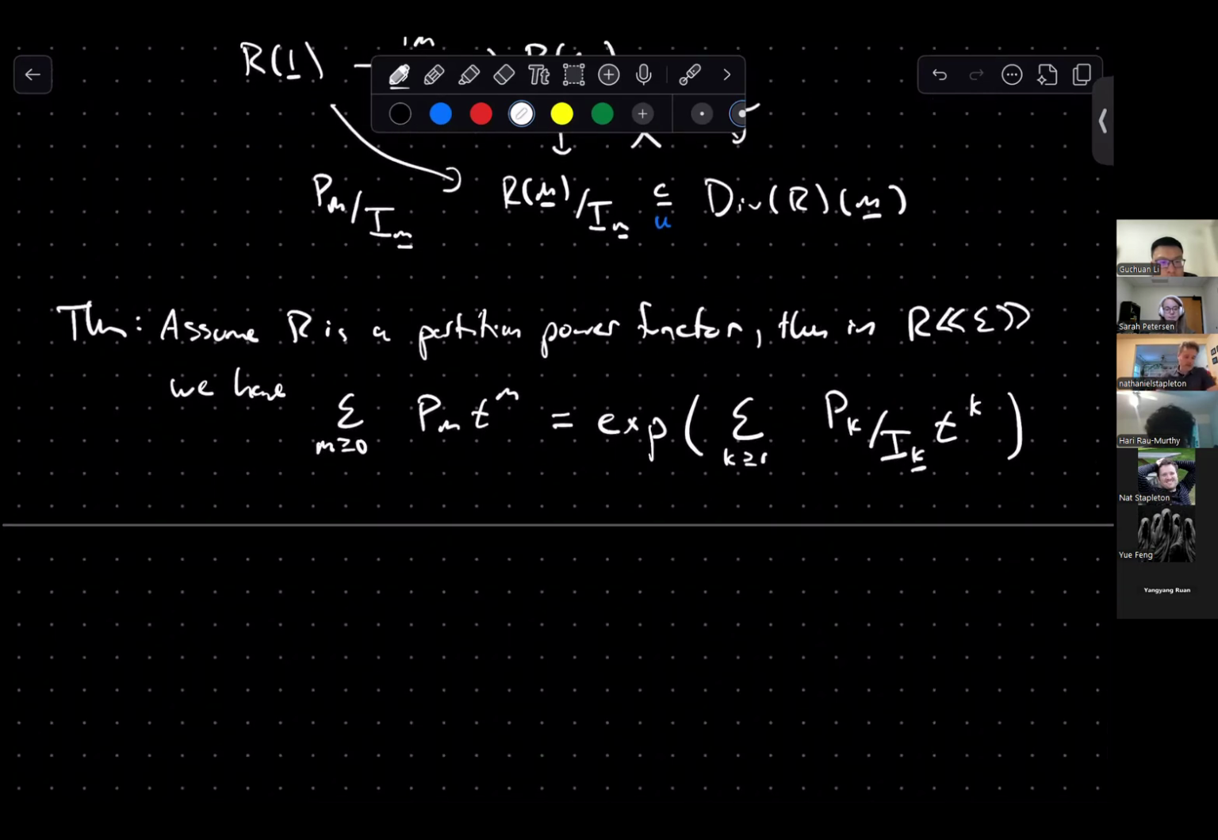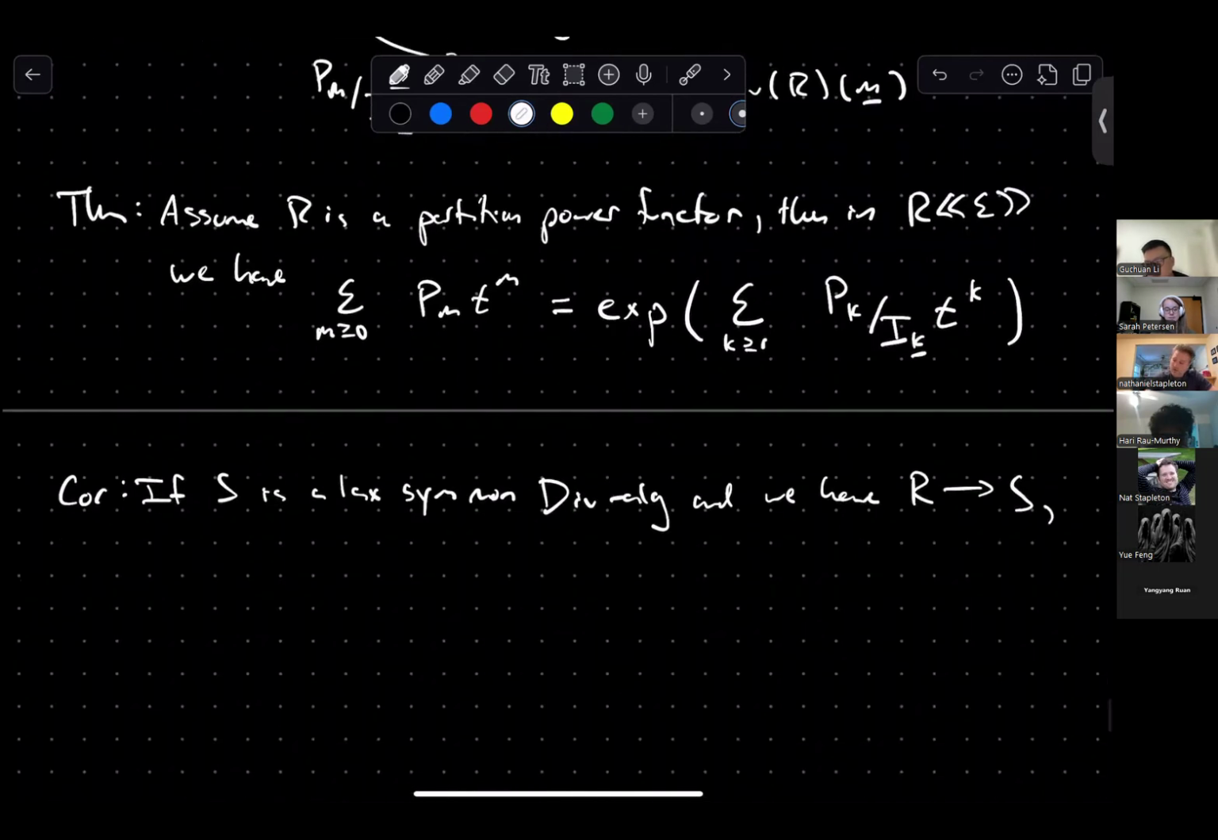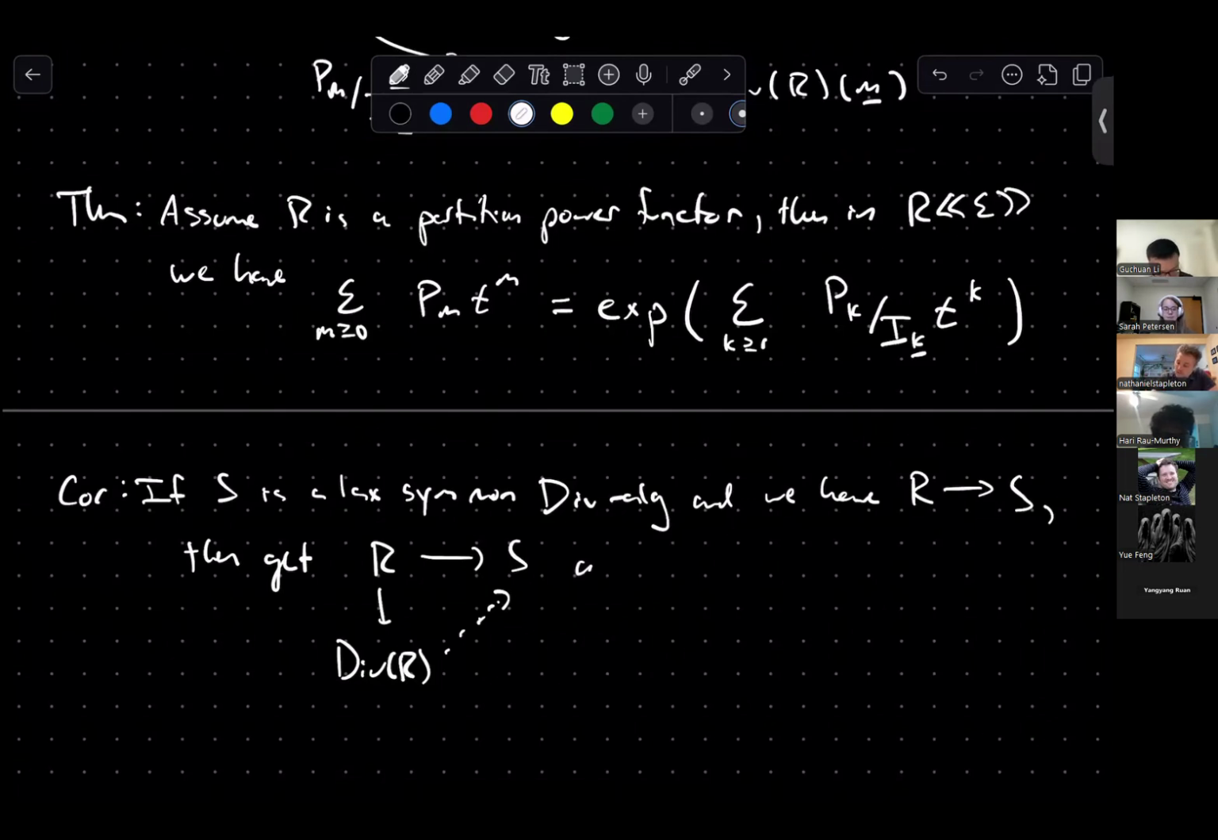And this has a nice corollary. So the corollary is that if S is a lax symmetric monoidal div algebra, div is a monad, and we have a map of lax symmetric monoidal partition functors from R to S, then we get for free a factorization through div of R, the free div algebra on R, and thus an exponential relation over S. So I can push the exponential relation here along this map that I got for free to get an exponential relation here.